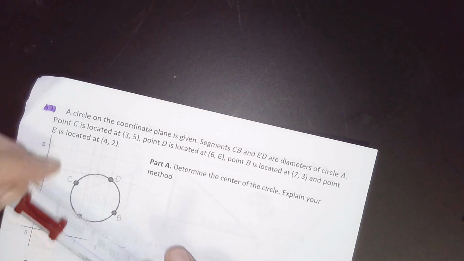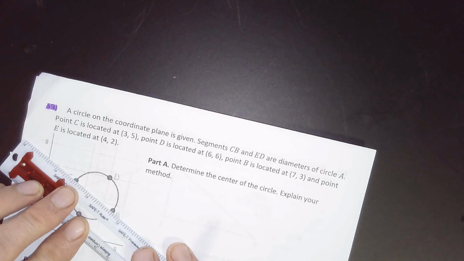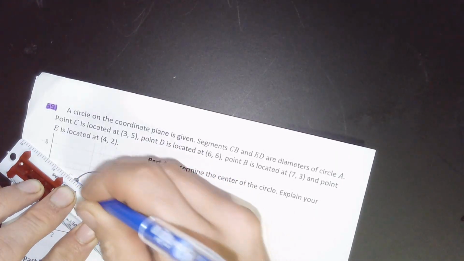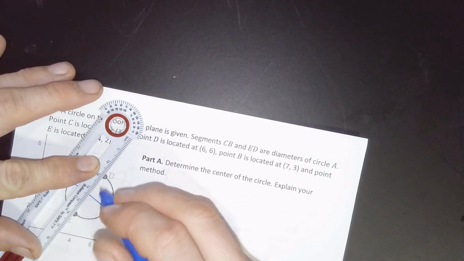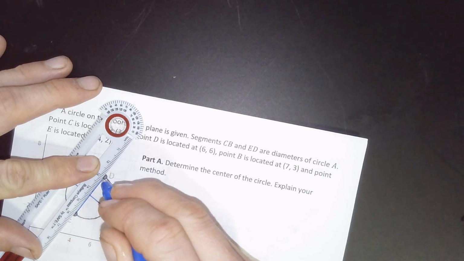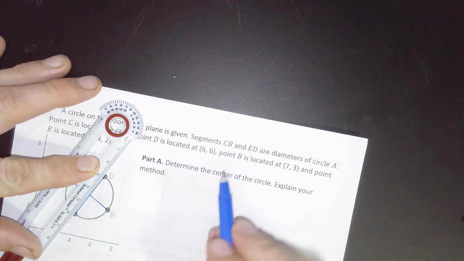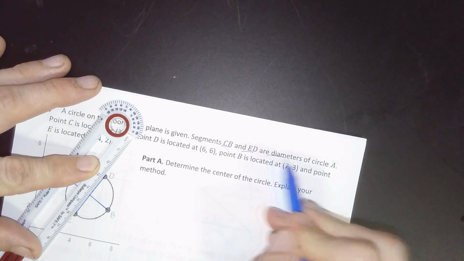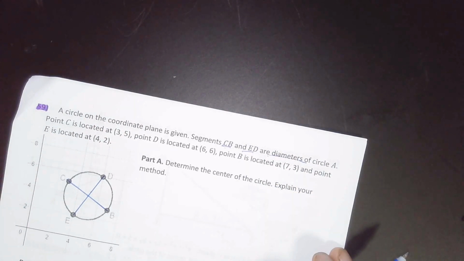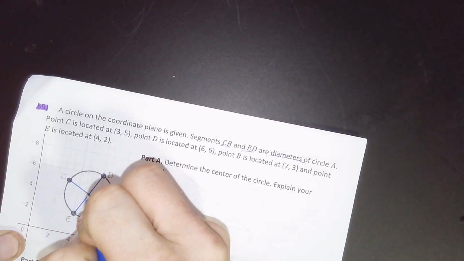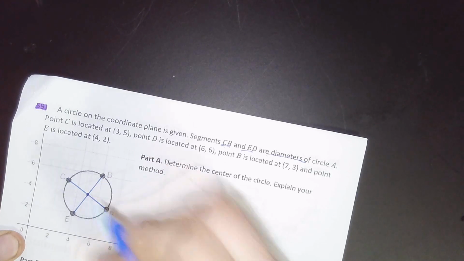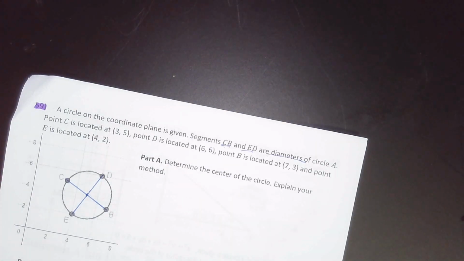Like if we take this point here and this point here, and we take this one here and this one here, and we do that. It says that the diameters of the circle, wherever those diameters bisect each other, that there is our midpoint. So we've got to figure that out.